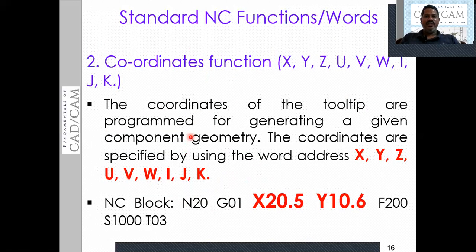Then we have the coordinate functions. As I said just now, the location of the tool should be specified with the X, Y, Z coordinates. The I, J, K will also be used to specify the coordinates, and U, V, W is also sometimes used. So XYZ, UVW, IJK are the coordinate functions used to specify the coordinates of the tooltip.